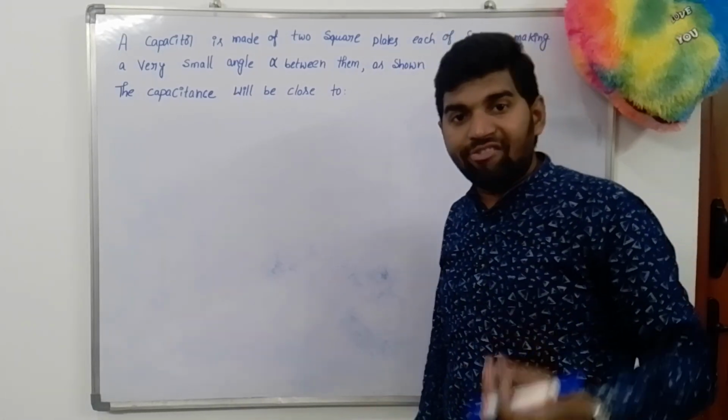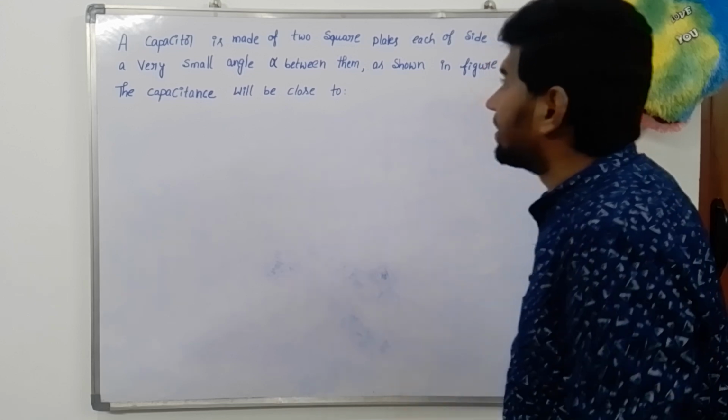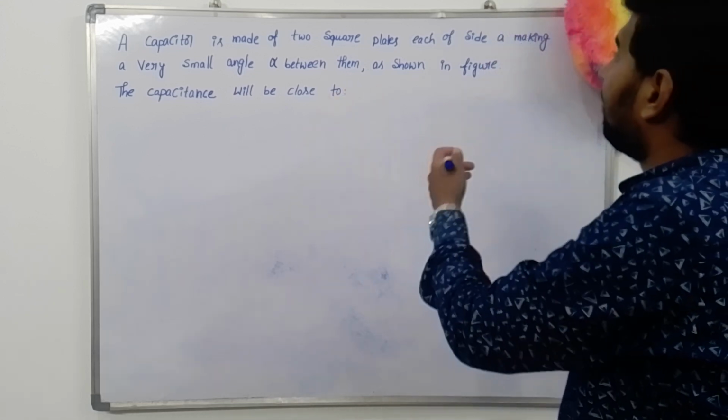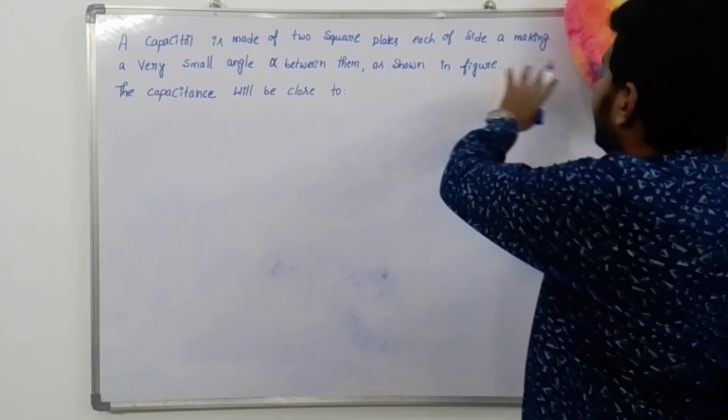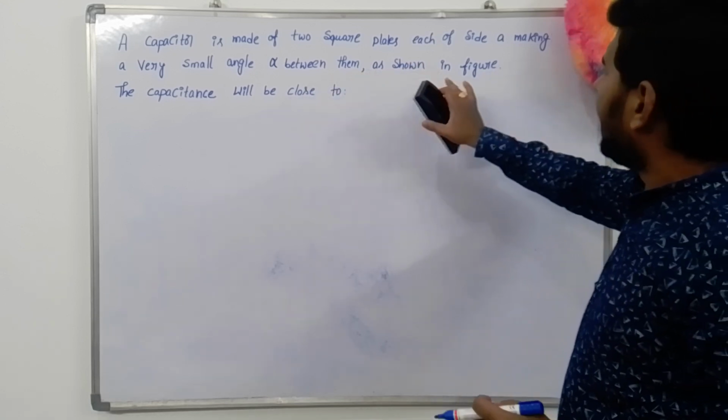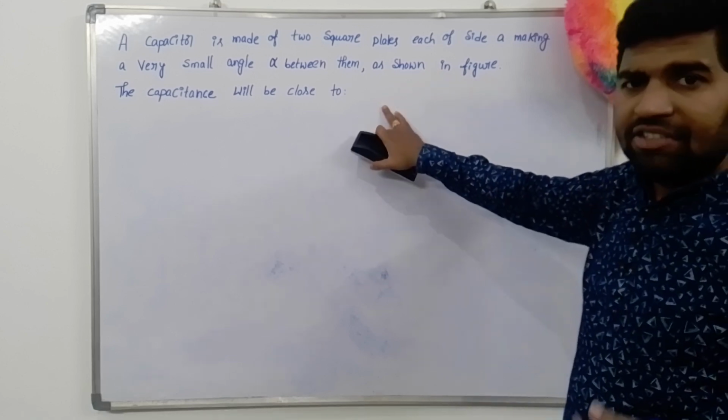Today we are going to solve one more PYQ from the capacitors concept. Let's solve the problem. A capacitor is made of two square plates, each of side A, making a very small angle alpha between them as shown in the figure. The capacitance will be closer to.